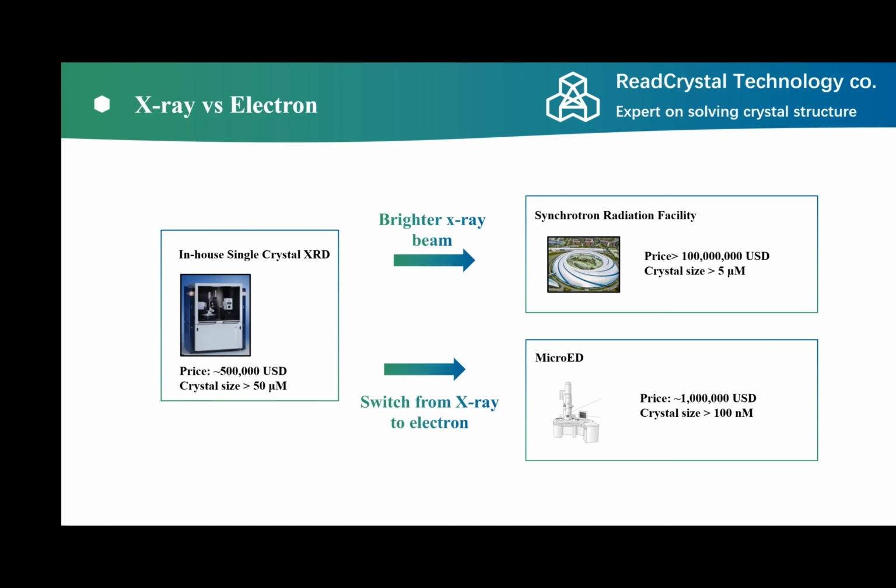Electron diffraction can be collected on a transmission electron microscope. The price of the instrument is much lower than a synchrotron facility. A normal lower-end TEM costs only around $1 million. But with this instrument, we can already solve the structure of crystals as small as 100 nanometers, much smaller than the crystals solved by using a synchrotron light source.